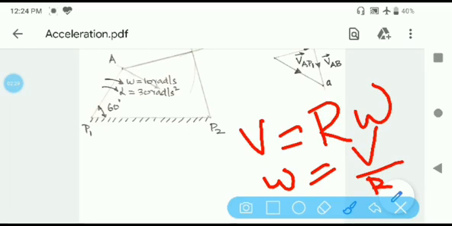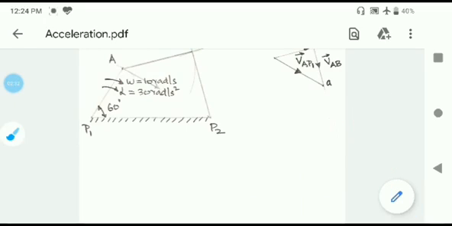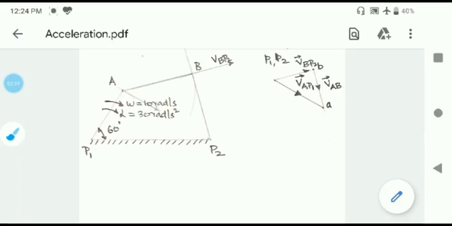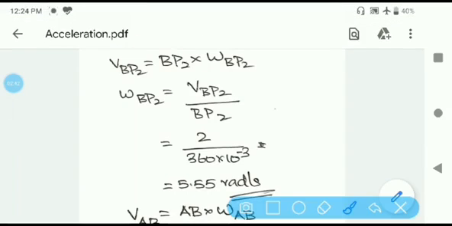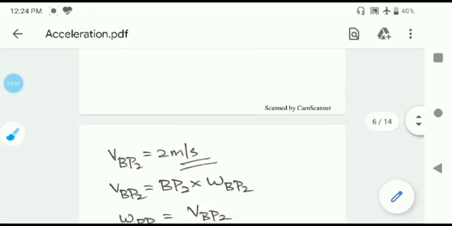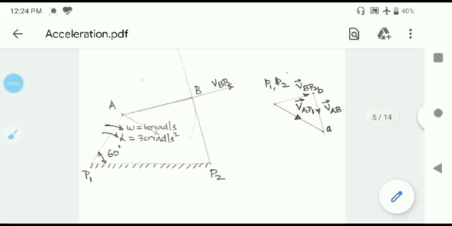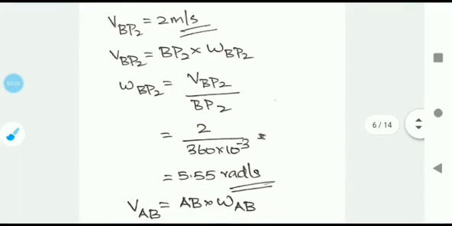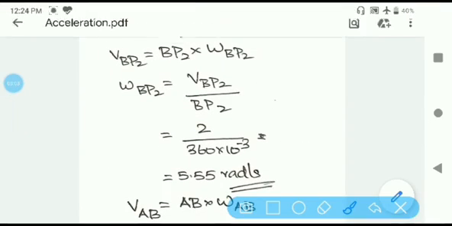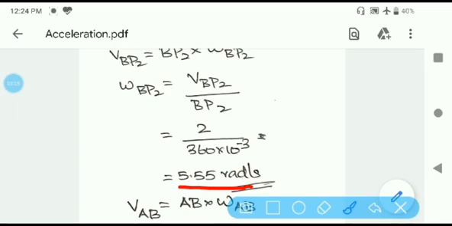Now for this particular link, omega of link BP2 is equal to the velocity of B relative to P2 divided by the length of the link, that is BP2. Velocity of B relative to point P2 is obtained by taking the length of this line, that is P2B, and then you divide by the length of that line. You get the value as 5.5 radians per second.